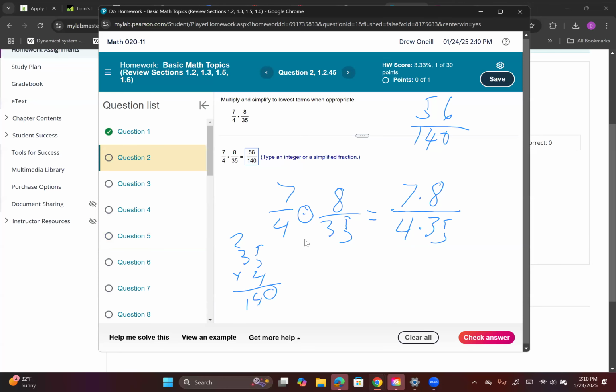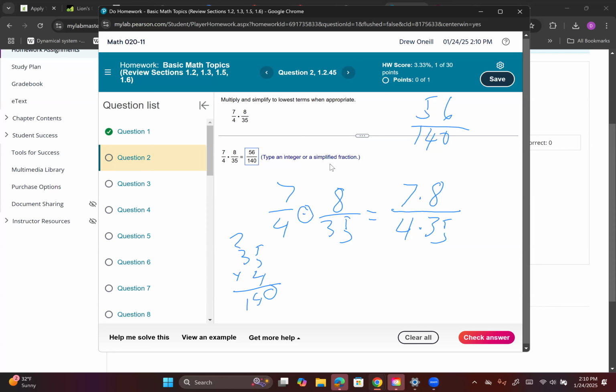Well, let's read it carefully. Type an integer. This integer is just a number, right? These are fractions. Well, we typed a fraction, but it wasn't simplified. So the key word we missed was simplified. So what does it want us to do? It wants us to cancel.